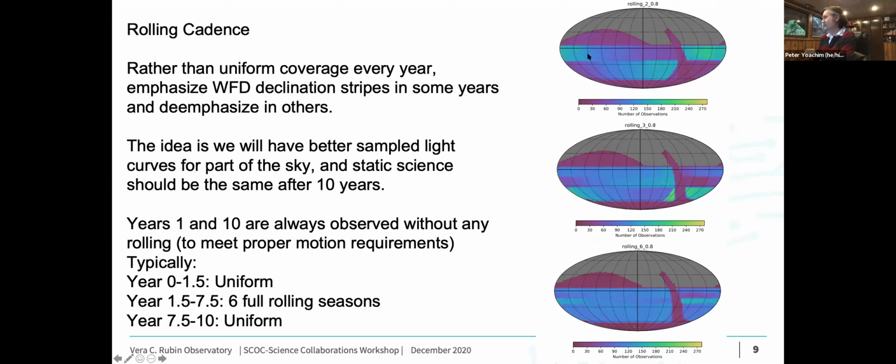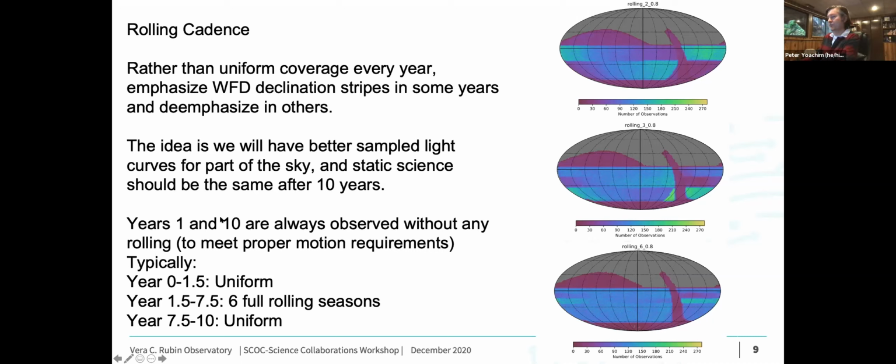And so what you can see is instead of uniform coverage, we have some areas of the sky that are observed many more times than other regions. And then in other years, this will flip so that after 10 years, it will look just as uniform. Static science will get the exact same depth. However, for these, we've got more highly sampled light curves for half the year.